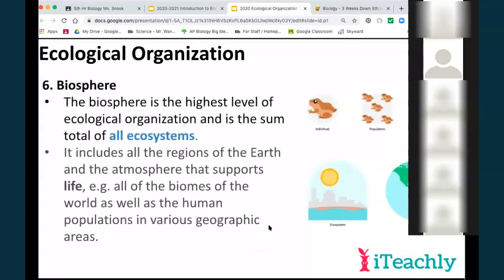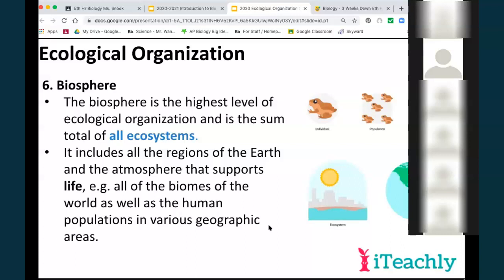And then put all those biomes together, they make up the whole Earth, right? So a globe, they make up the entire ecosystem. So it includes all regions of the Earth and the atmosphere that supports life. So if we go high enough into our atmosphere, we no longer will be able to exchange gases, right? There's too much pressure on our body. So at that point, we've left the biosphere. So it's only that we can live within.